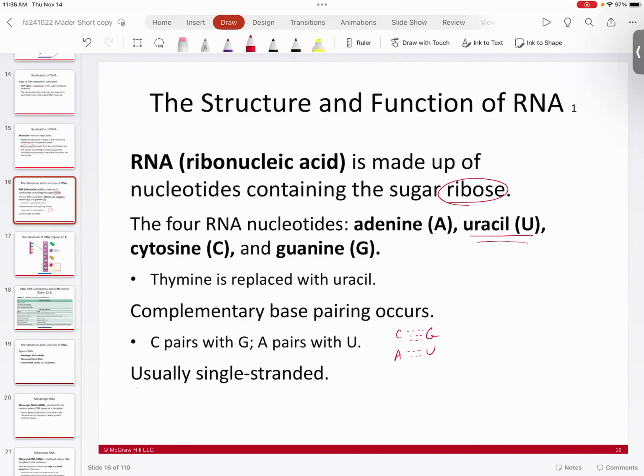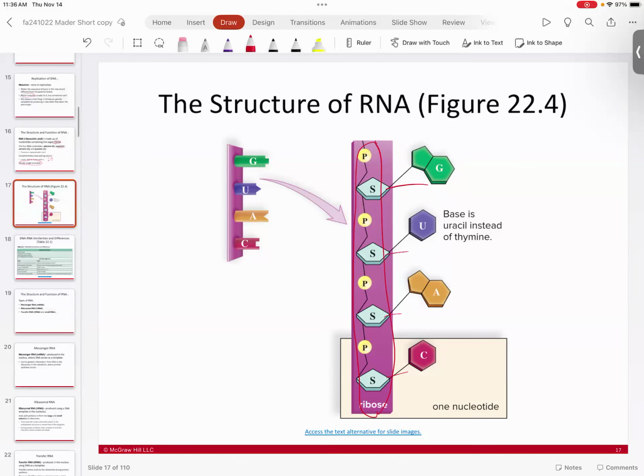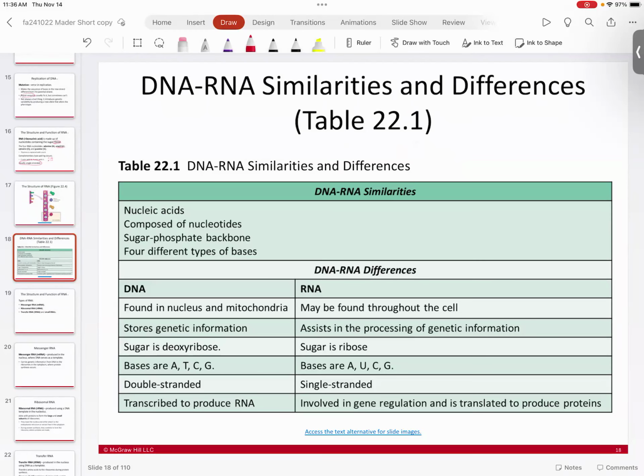However, RNA is usually single-stranded, so you don't really use the base pairing as often as you do with DNA. So here's your RNA molecule. You can see it up close. You still have your phosphate sugar backbone. And sticking out to the side, you can see your nitrogenous bases, where you have uracil instead of thymine.